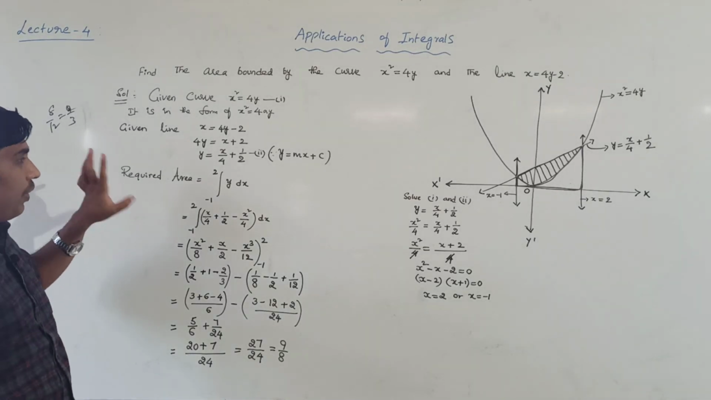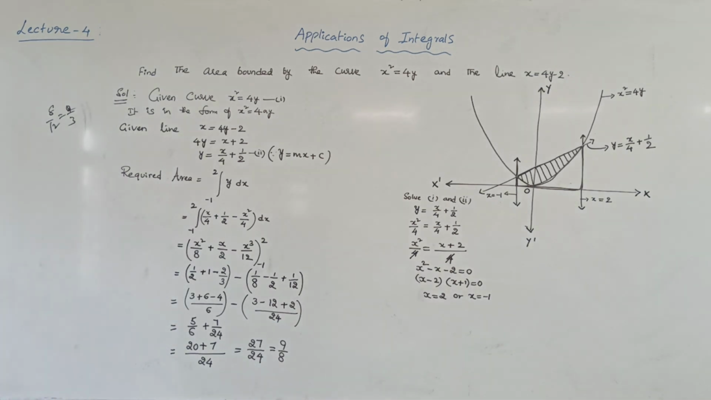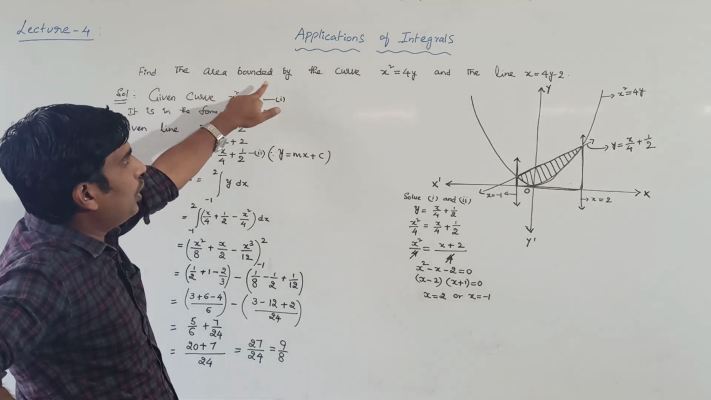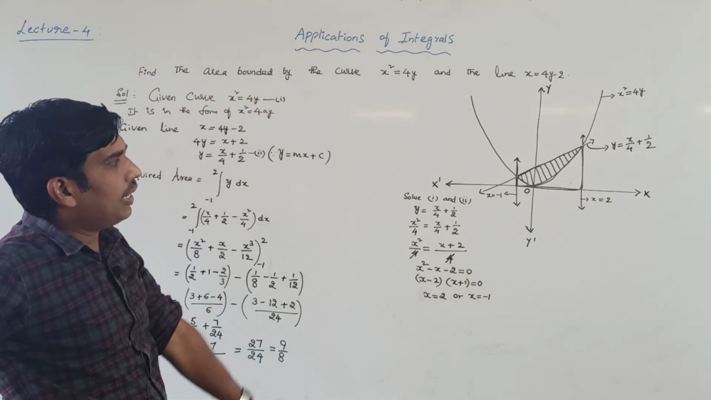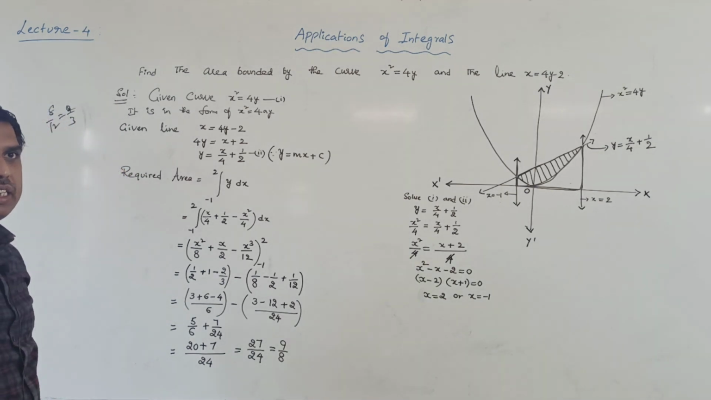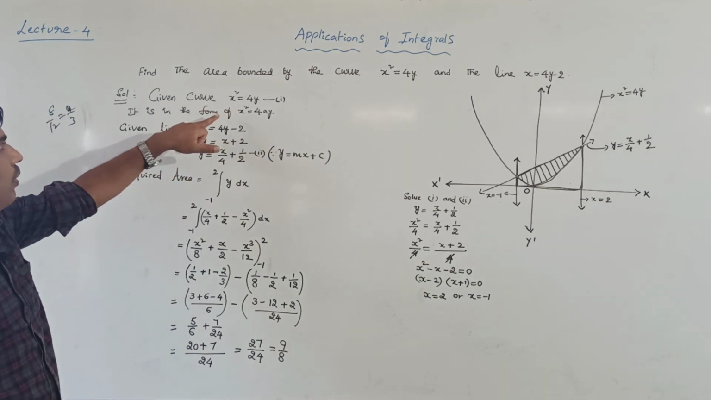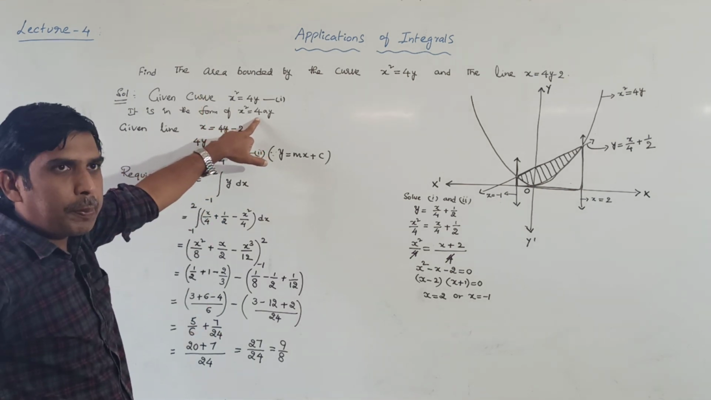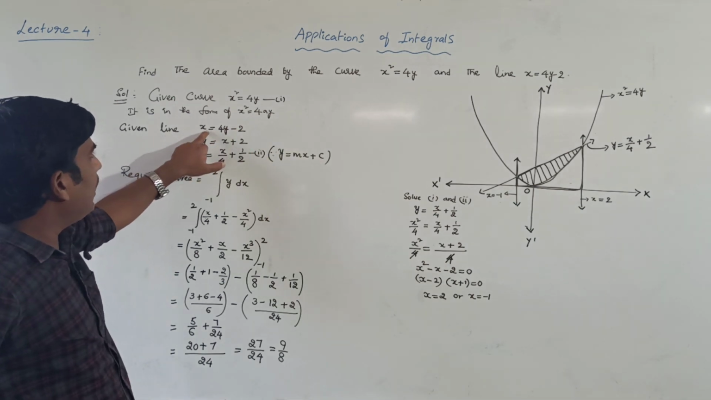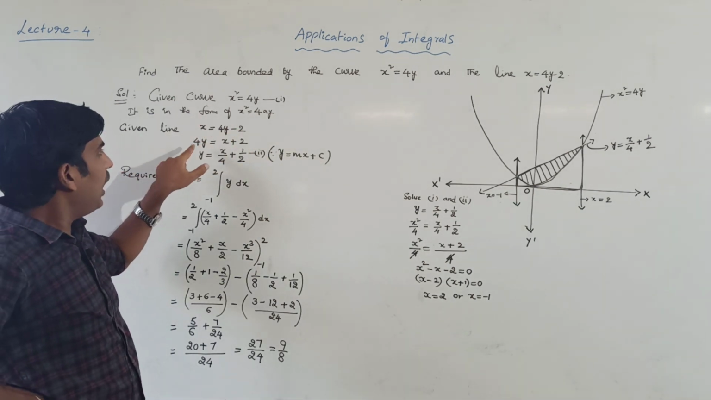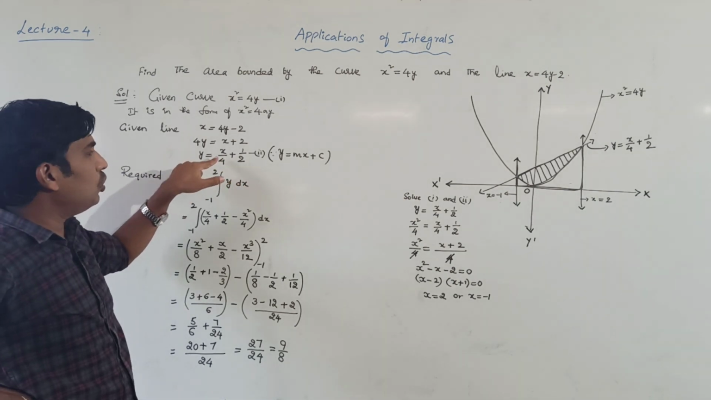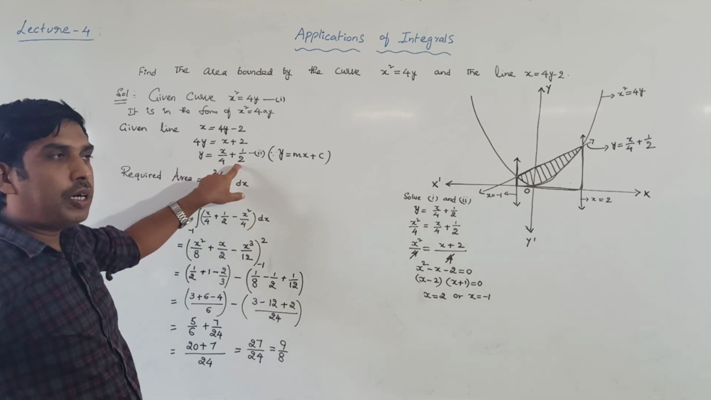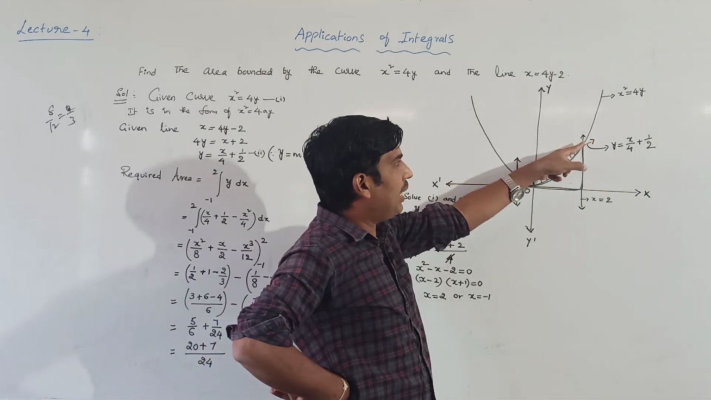Important problem, 5 marks question. So once I will discuss this one. Find the area bounded by the curve x square is equal to 4y and the line x is equal to 4y minus 2. X square is equal to 4y is in the form of x square is equal to 4ay, which represents an upward parabola. And the given line x is equal to 4y minus 2, I wrote like this in the form y is equal to mx plus c. Here the y intercept 1 by 2 is positive, therefore the line will come like this.